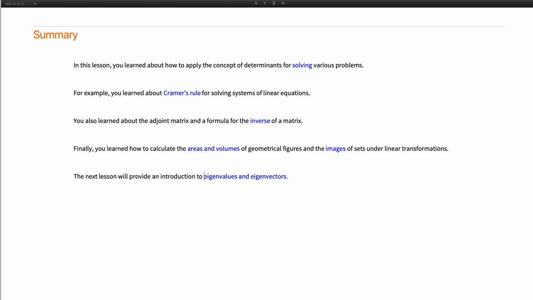In the next lesson, we'll talk about eigenvalues and eigenvectors. But before that, do revise determinants. They are quite useful and important.